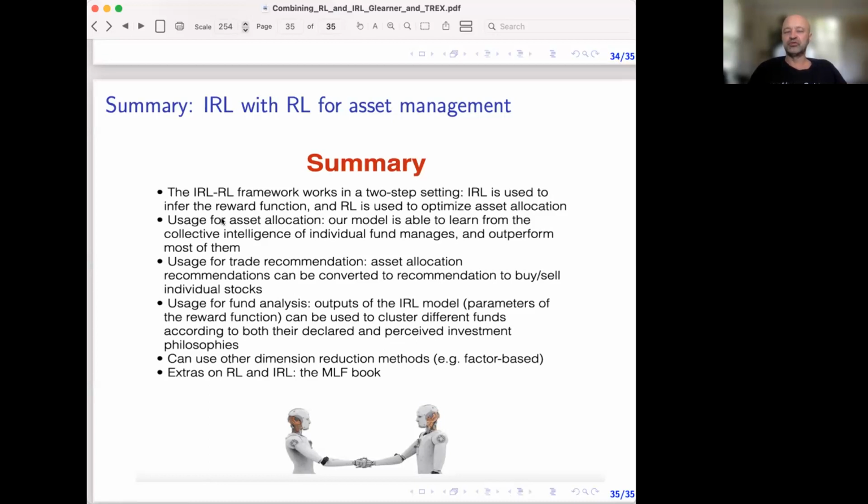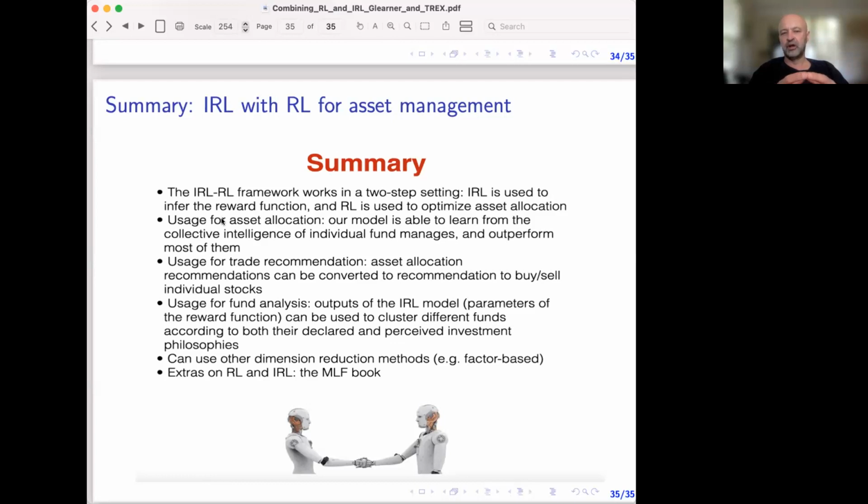It can also be used, upon some extensions, to recommend individual stocks or assets to buy. This framework can also be used for fund analysis, for example, for segmentation of different funds according to both their perceived and declared investment philosophies. And I presented one particular way of doing that, where I forgot to mention the dimension reduction.